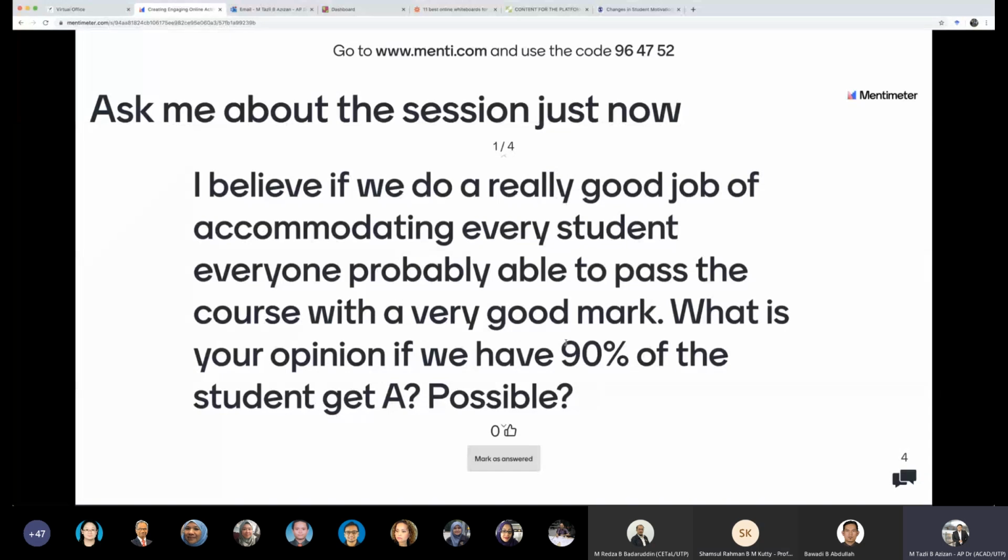I believe if you do a really good job of accommodating every student, everyone is probably able to pass the course with a very good mark. What is your opinion if we have 90% of the students get A? Possible? I think it depends actually. It depends on the outcomes that we specify for the students.